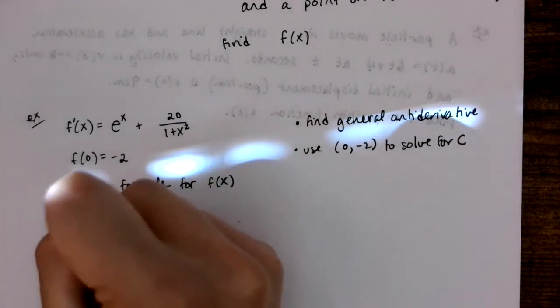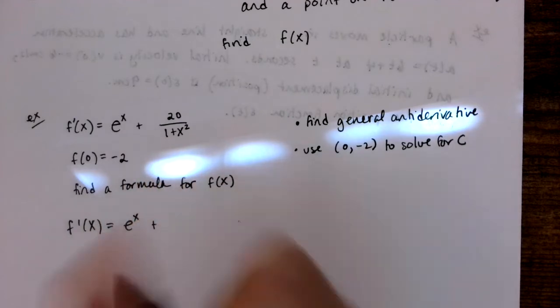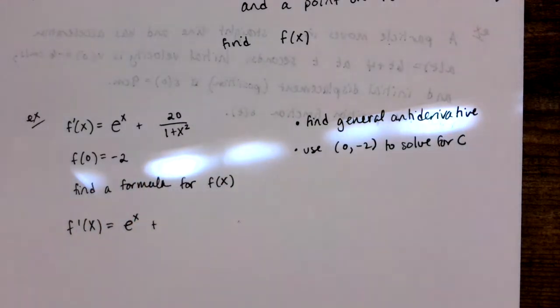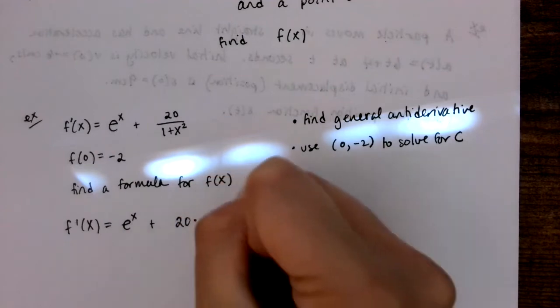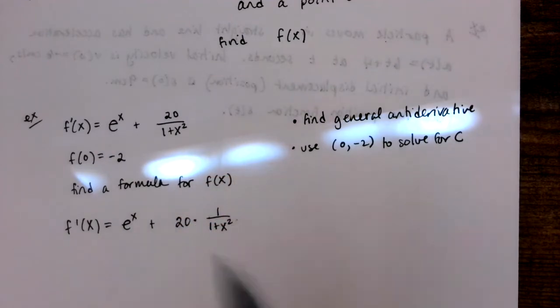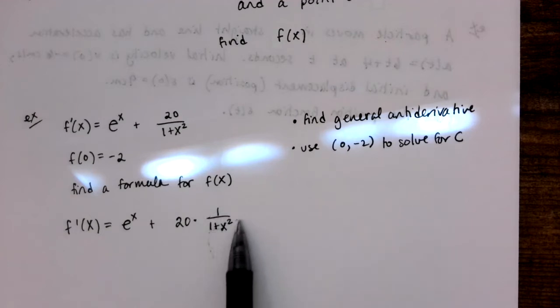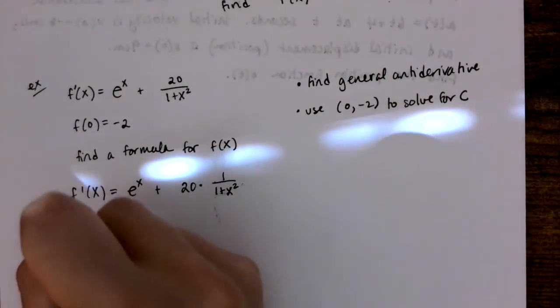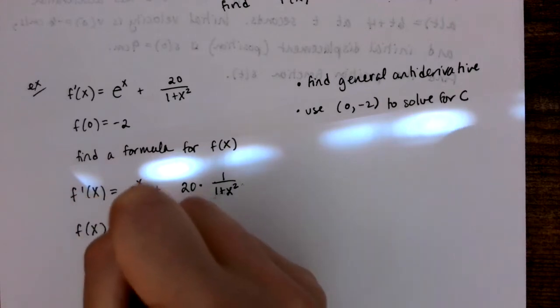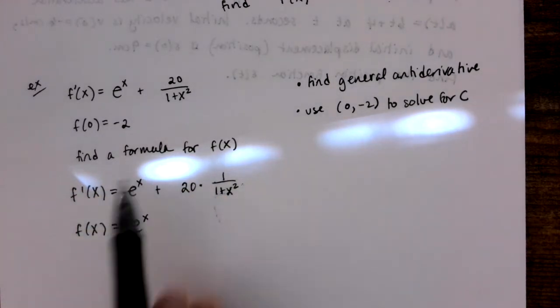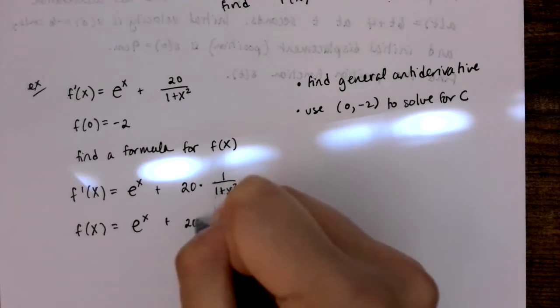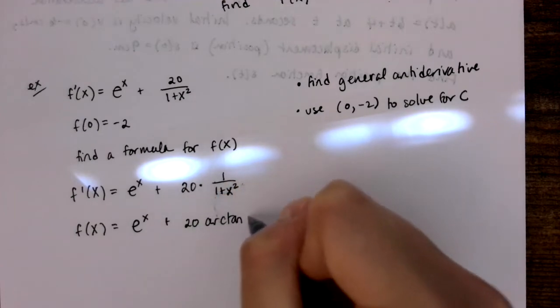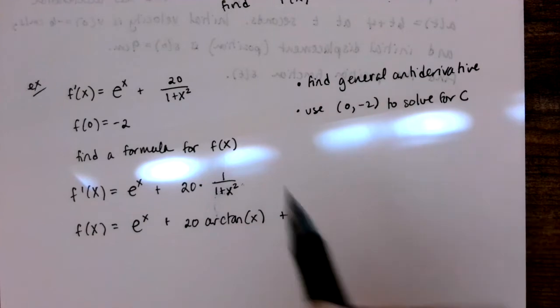So if f prime of x is e to the x plus 20 over 1 plus x squared, I'm going to change that into 20 times 1 over 1 plus x squared, because this I recognize as the derivative of arctan. So its antiderivative is arctan, and I'm just going to have the 20 come down with it. So my general antiderivative would be e to the x, because e to the x's derivative is e to the x. And then I'll have plus 20 arctan of x plus c.